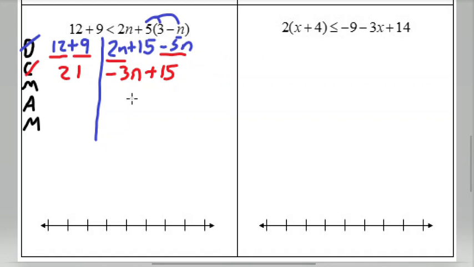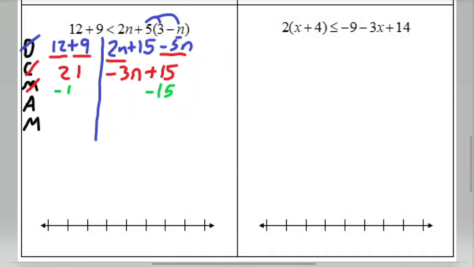My next step is move the variables to one side. Well, if I look, my variables are already on one side. This has an n on this side, there's no n on this side. So I'm already done with that step. So now I want to get that n by itself. So I want to get rid of this plus 15 to get that n by itself. So the opposite of plus 15 is minus 15.